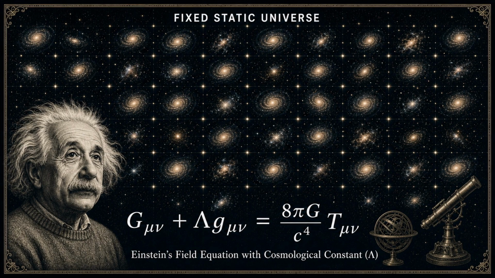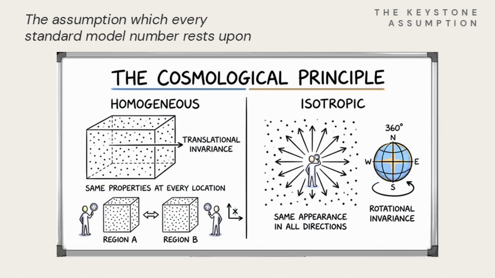First, a simplifying assumption he called the Cosmological Principle, that the universe at large scales looks the same everywhere and in every direction, with no center and no preferred direction. Second, a mathematical term, the Greek letter lambda, the cosmological constant, added to the equations to counteract their dynamic tendency.